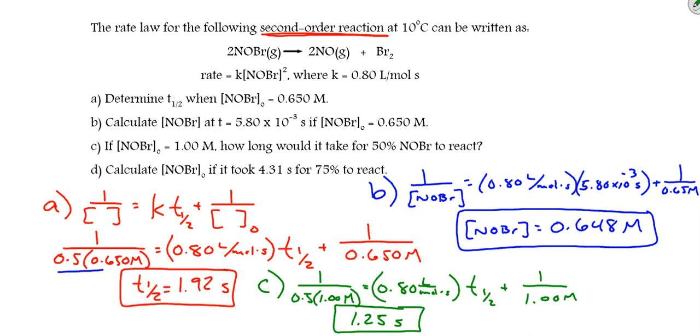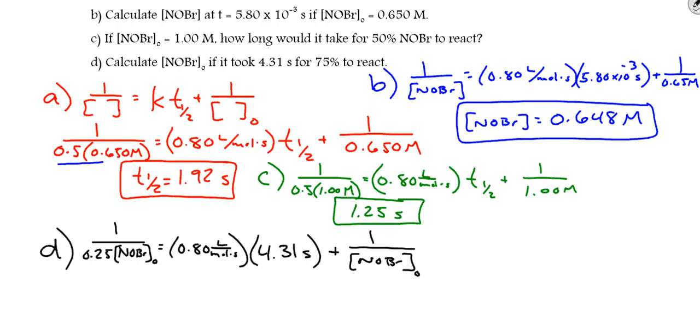Lastly, letter D, calculate the initial concentration if it took 4.31 seconds for 75% to react. Again, pause the video and think about what that means. What is 75% to react? What does that mean for you with your integrated rate law?